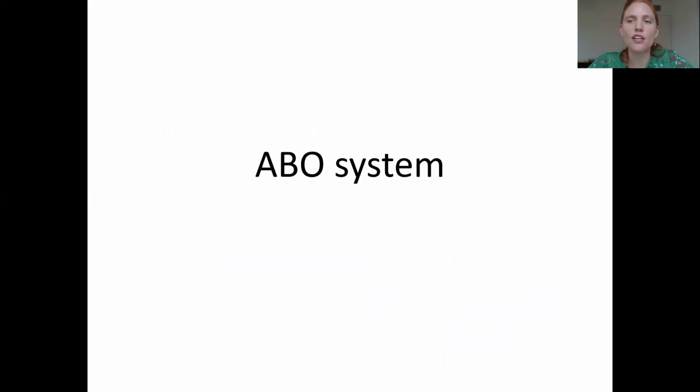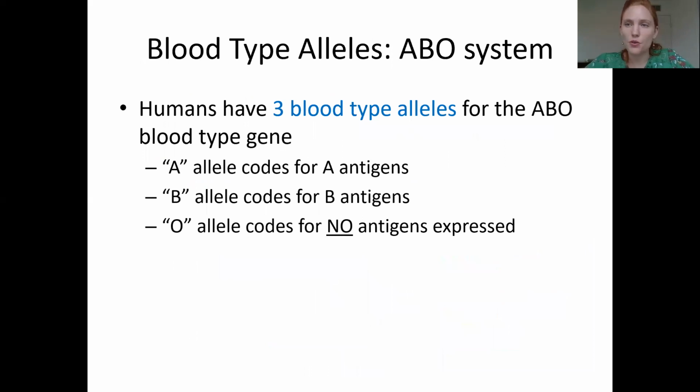Okay, so now let's bring this into the ABO system. For humans, we have 3 alleles that code for the ABO system. So 3 different variations. We have A alleles, and A alleles code for A antigens. We have B alleles, and B alleles code for B antigens. So this means that in your DNA, if you have an A allele, you will have an A antigen. And if you have a B allele, you will have a B antigen. Okay, so it's what we call codominance here.